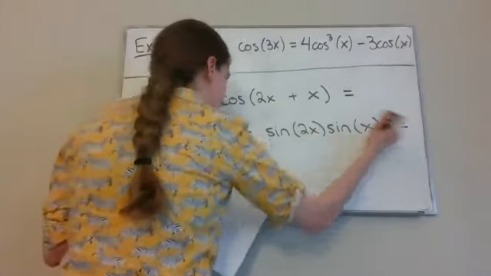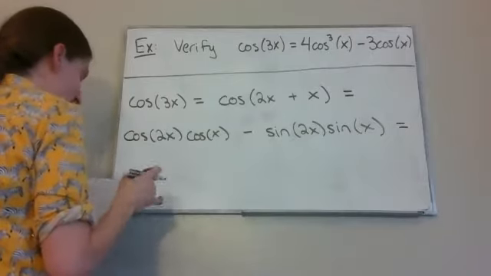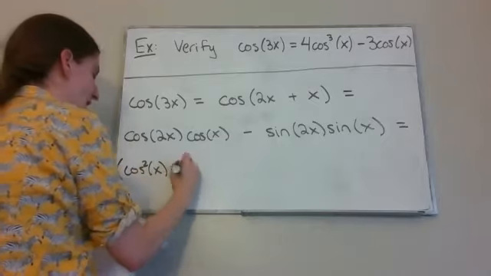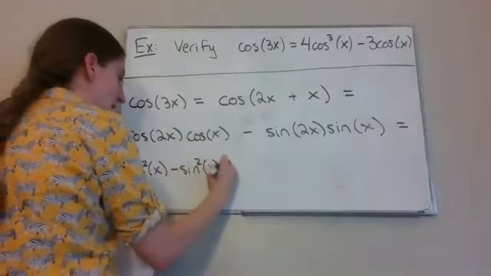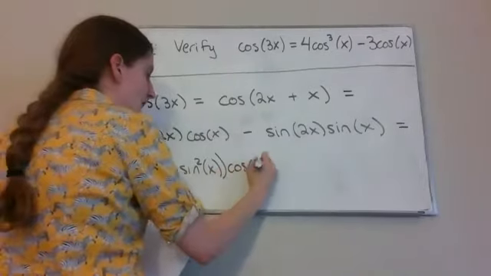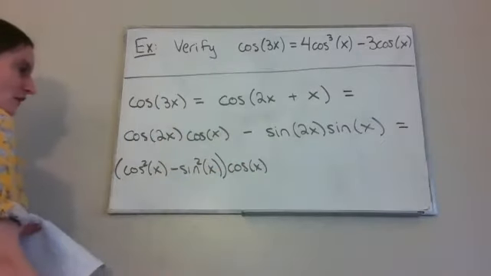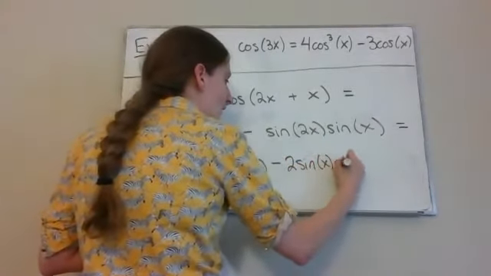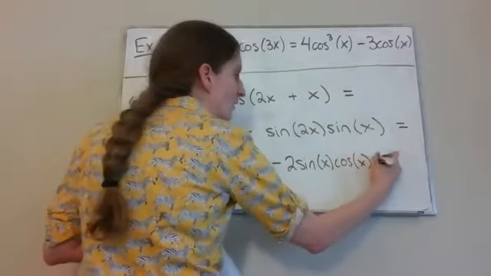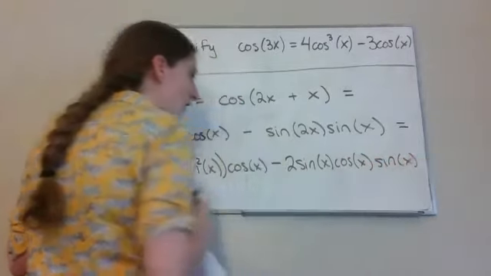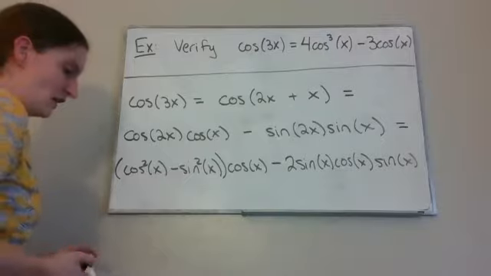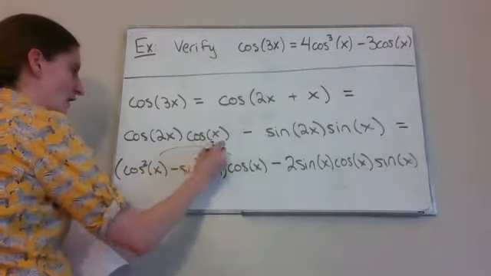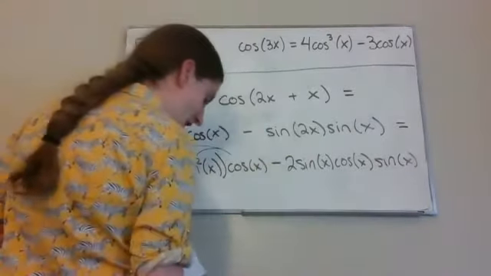Cosine of 2x. Well, there's a lot of different formulas for that, but I'm going to use that first one again: cosine squared x minus sine squared x. And I'm still multiplying by my cosine of x. Sine of 2x is 2 sine of x cosine of x, and I'm still multiplying by this other sine of x. So now let's see where we're at. I'm going to distribute for this first guy and multiply that stuff together for the second guy.